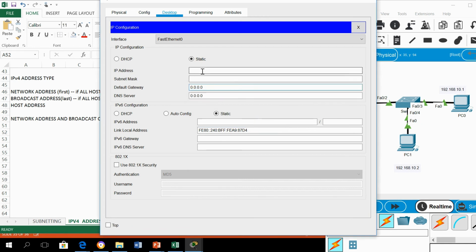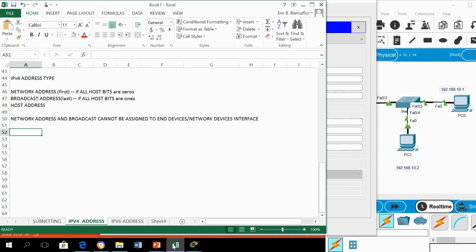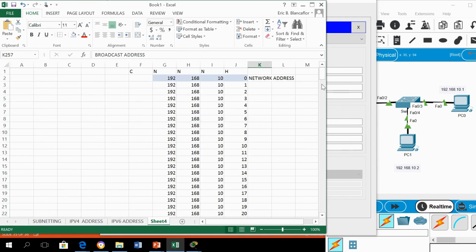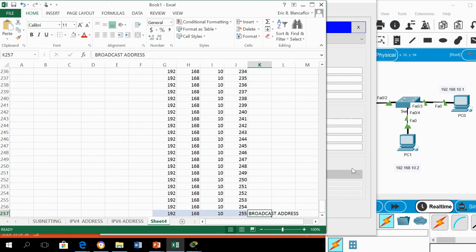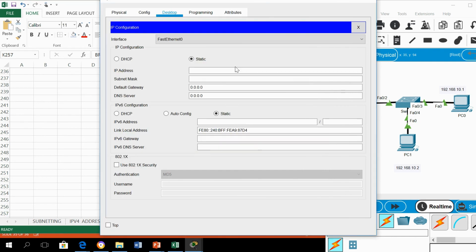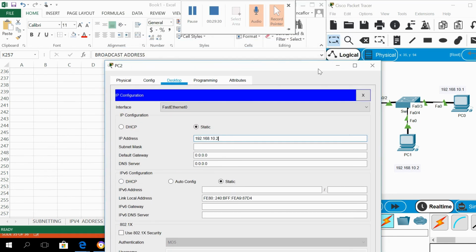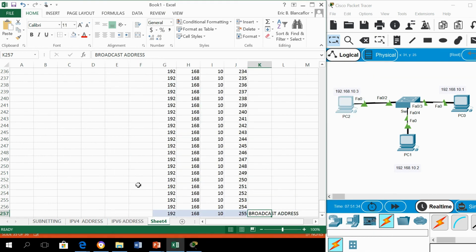Okay, so let's say we try 192.168.10.255. This is the one that I have in the Excel, di ba? And 10.255, we said that that is a broadcast, right? That's the last in the range. If you notice, it says invalid. So what you are to assign in your end devices should be host addresses. Okay, again, host addresses.